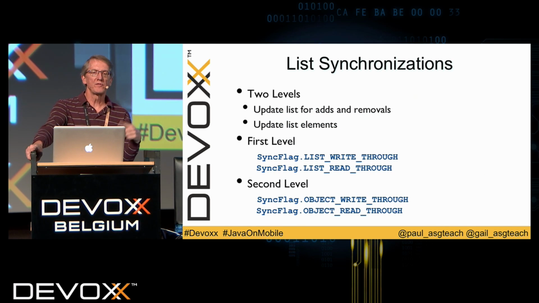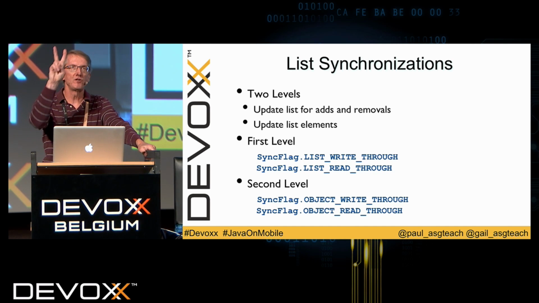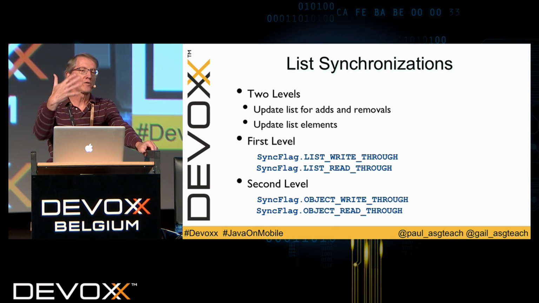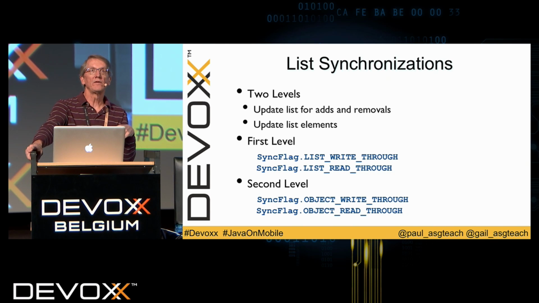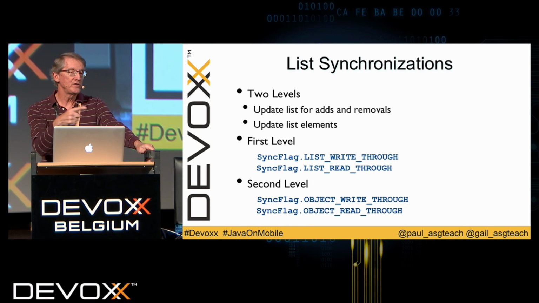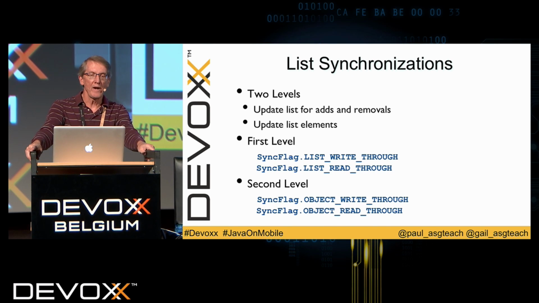Just like JavaFX observable collections, Gluon observable lists have two levels of synchronization that we're showing here on the slide. The first level is a list update, when list elements are either added to the list or removed. The second level is where a list element updates when an item in the list changes. To get synchronization when the list changes, you want to use the list write through and list read through synchronization flags, which I mentioned previously. To get synchronization when an individual object in the list changes, you want to use the ones you see here on the second level, object write through and object read through. Let's show you an example now.